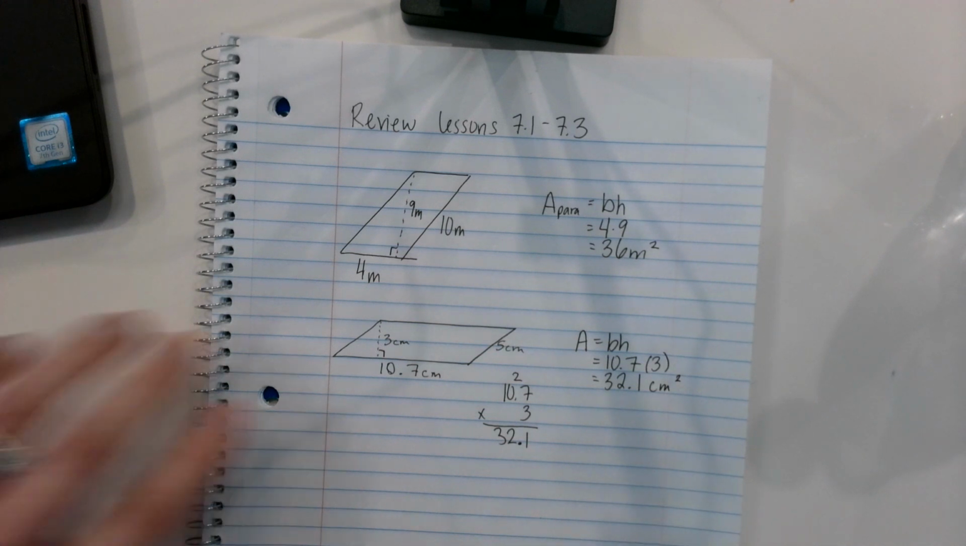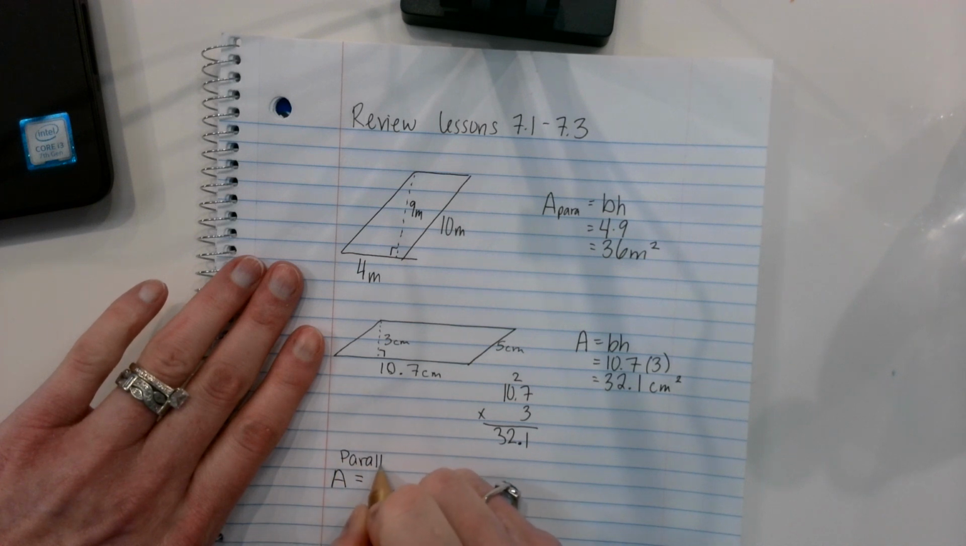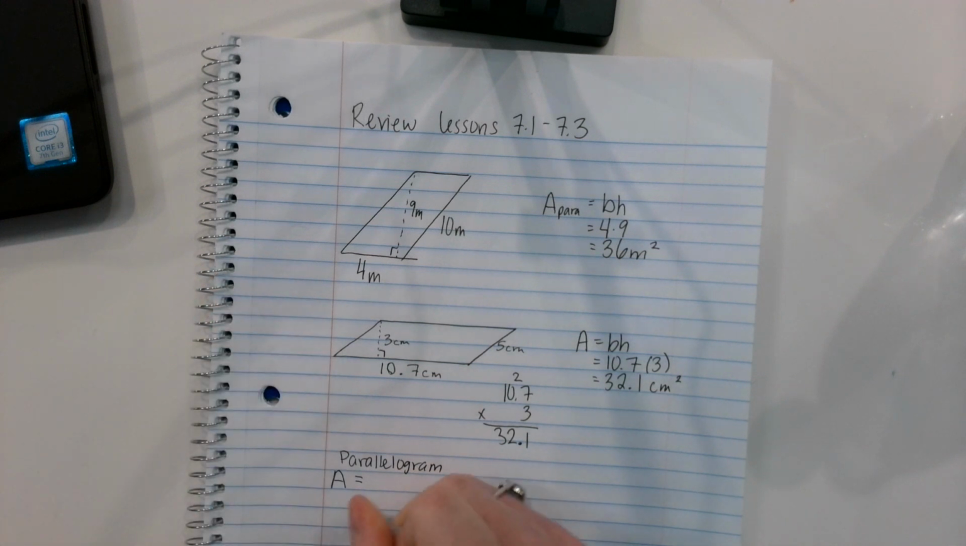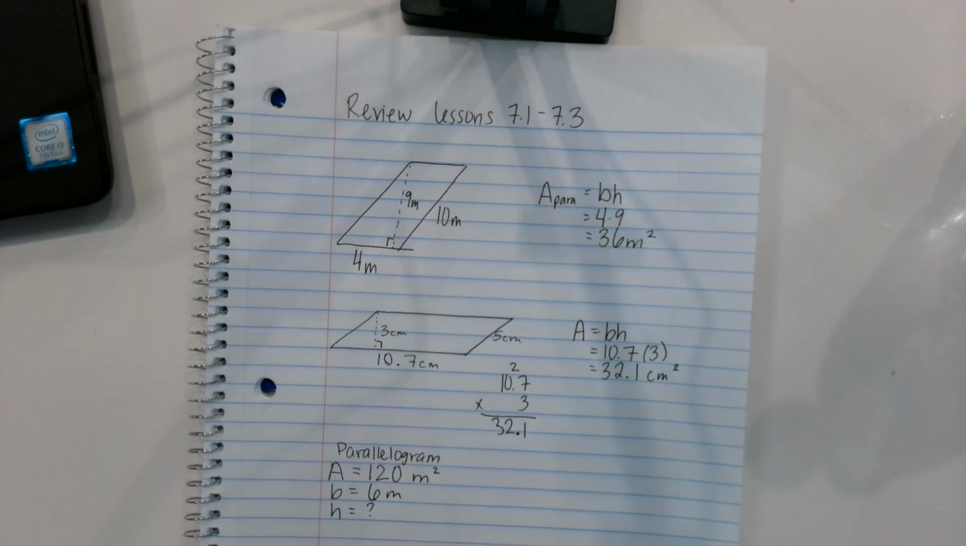Okay, what if I give you a parallelogram and I tell you that the area is going to equal 120 meters squared. The base is 6 meters. What is the height? Pause and find your answer.